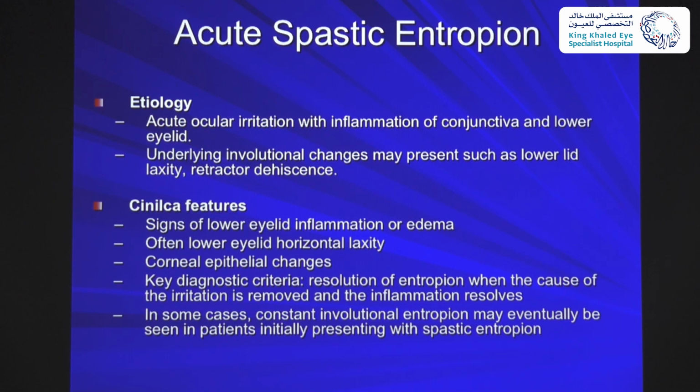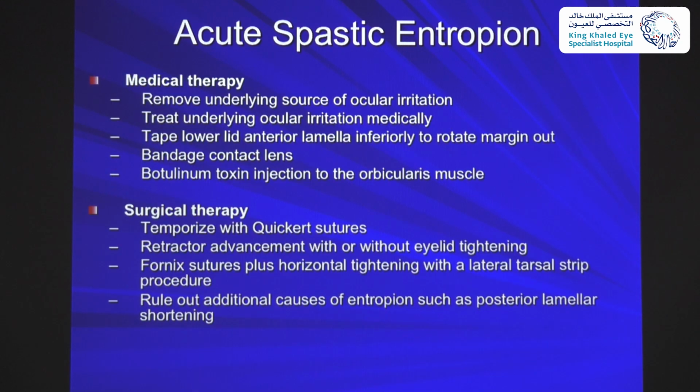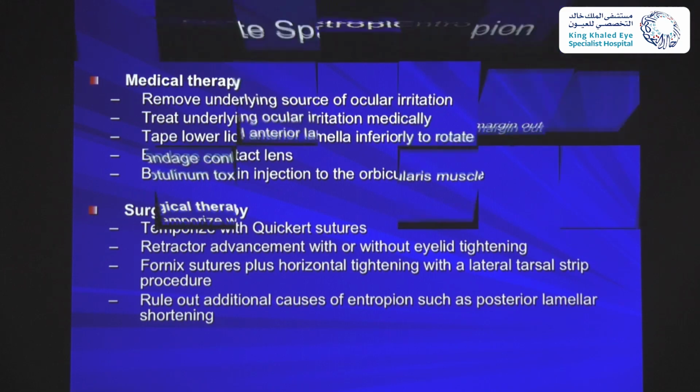The most important thing is to recognize the cause and treat the cause, and most of the time when you treat the ocular irritation, the spasm improves. But if it doesn't improve, you need to treat it with botulinum toxin. In some people, the chronic spastic changes will end up with laxity in the eyelid. So if there is significant laxity, you need to do lateral tarsal strip as part of the management of the laxity that happens secondary to the spastic entropion. And this is just summarizing what we just mentioned.